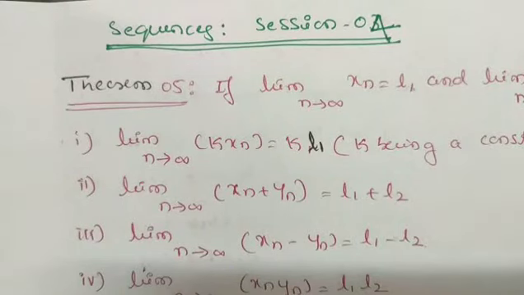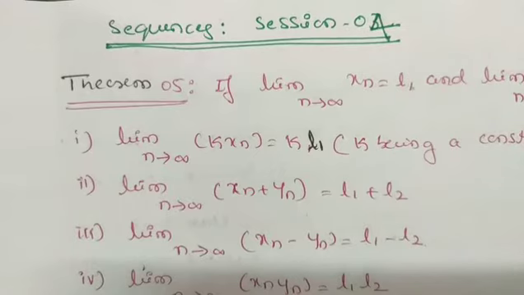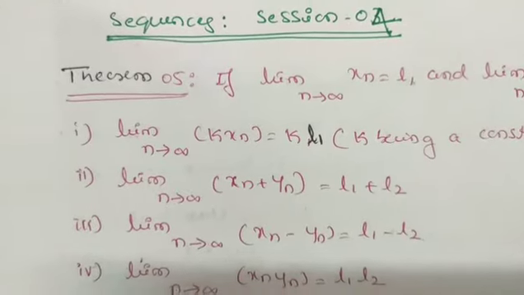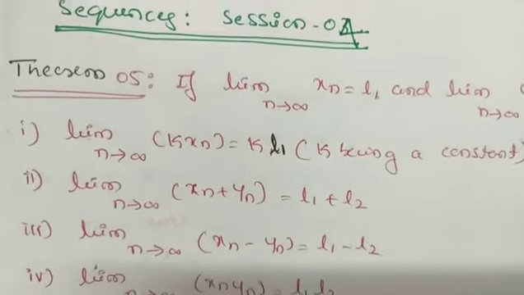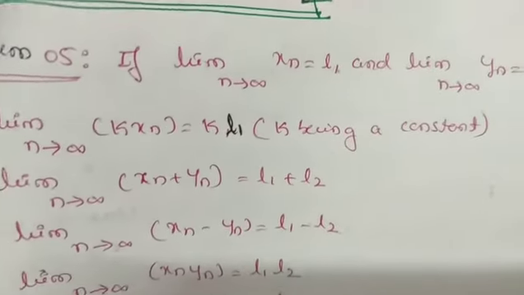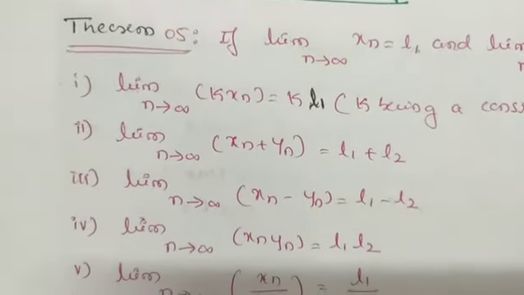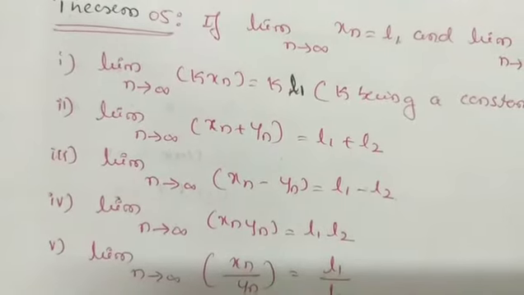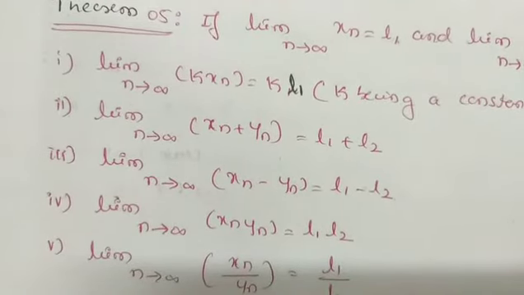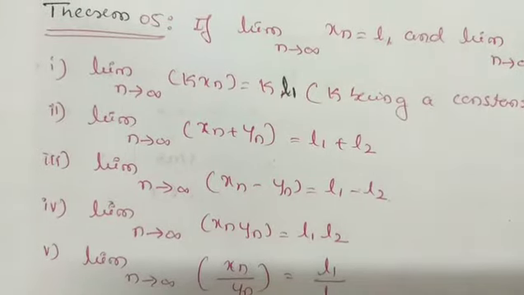Welcome to session 4 on sequences. In this session, we are going to study some more theorems on the sequence. Take one theorem. If limit as n tends to infinity xn is equal to L1 and limit as n tends to infinity yn is equal to L2, then prove that first one, limit as n tends to infinity k xn is equal to k into L1, where k is a constant.